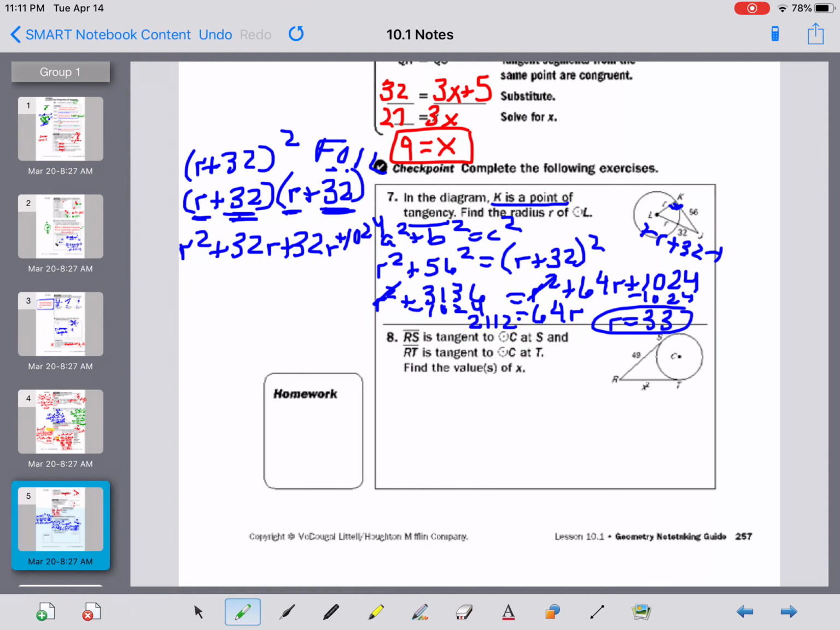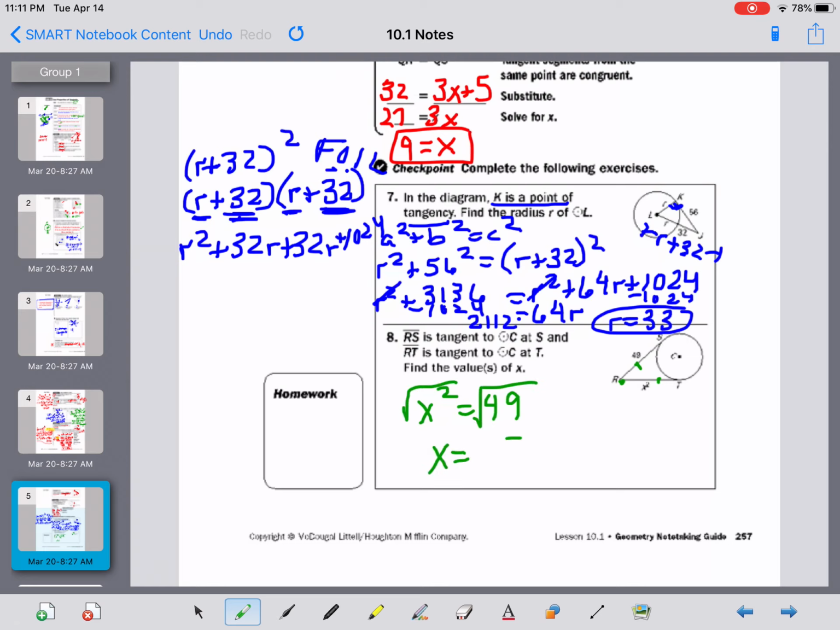RT is tangent to circle C at point T. That means I have one common external point that goes to two different tangent points, which means these two are equal. So that means that my x squared is going to equal my 49. To solve for x, I'm going to take the square root of both sides, and I get x equals 7. Don't forget, it could be plus or minus 7.